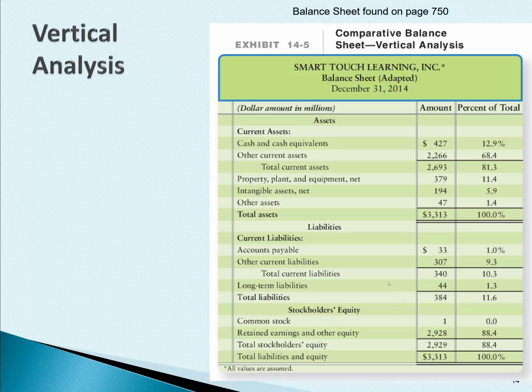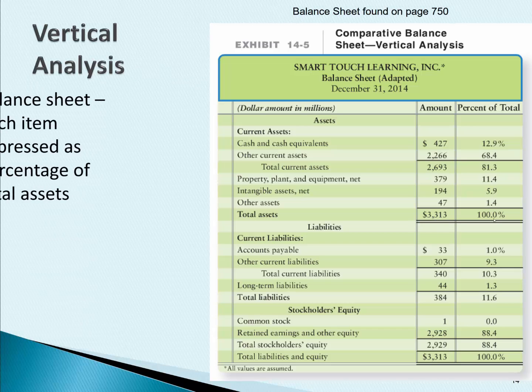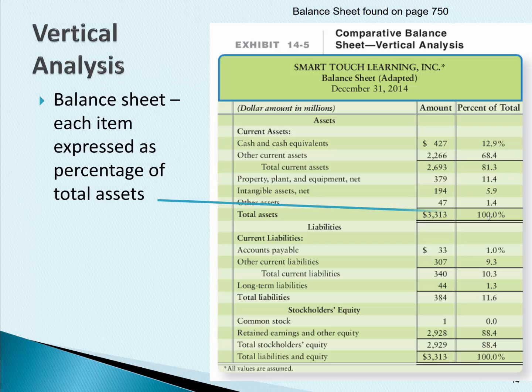Now we're looking at a balance sheet. So when we do vertical analysis for a balance sheet, once again, there's only one balance sheet, so we're not comparing year to year. So we're comparing everything to total assets. Notice we can tell this because total assets is the number that is 100%. So to get this 12.9%, we took cash and cash equivalents, $427, divided by total assets, 3,313. Multiply by 100 and you get 12.9%.